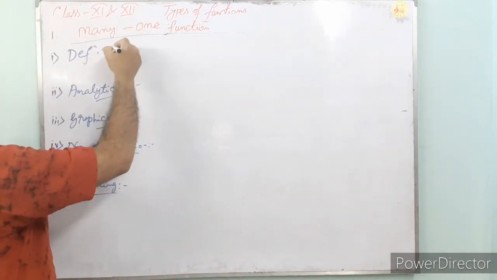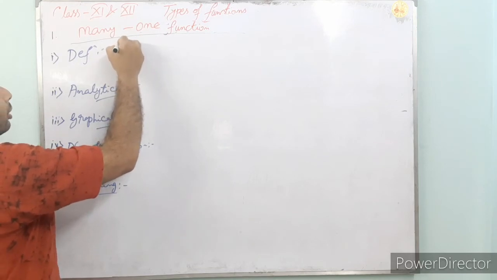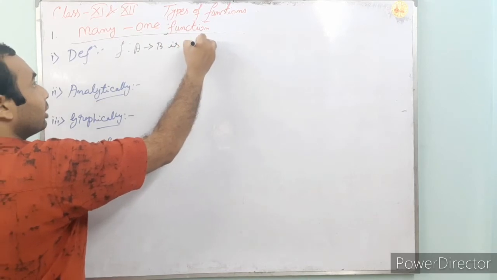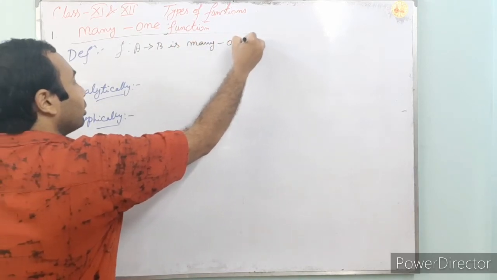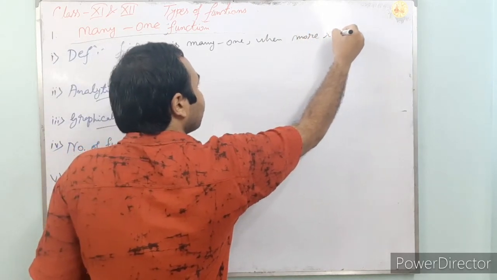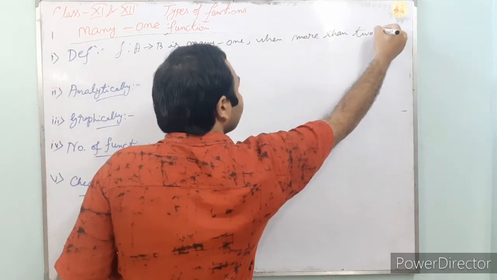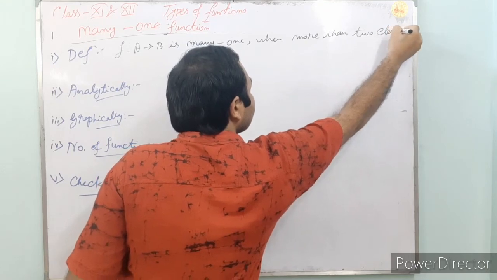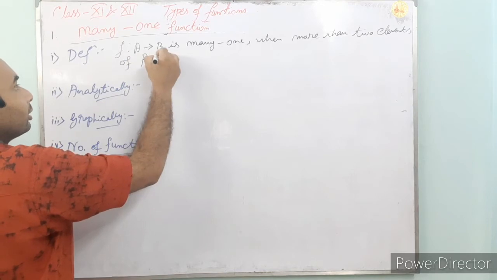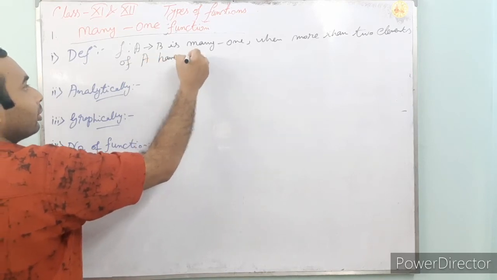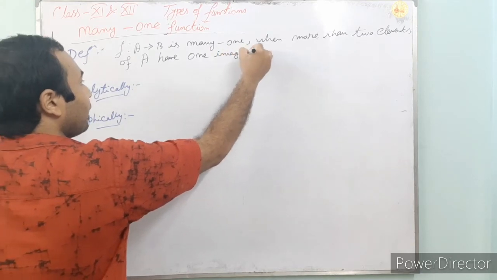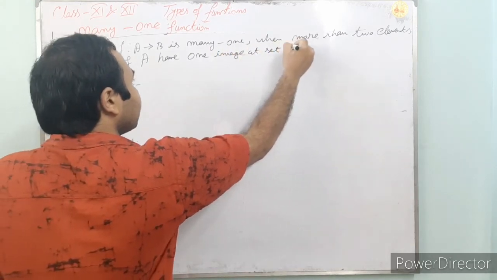I am writing in short, that is, A to B is many to one when more than one element of A have one image at set B.